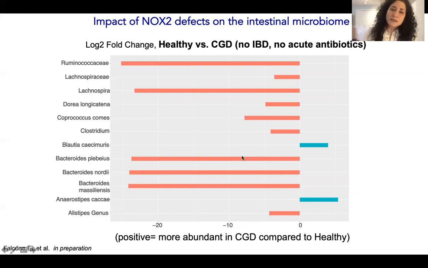But more importantly, rather than enrichment for species, we see that there is a lack of certain microbial taxa in patients with CGD compared to healthy individuals. Some of the most notable ones are the Ruminococcaceae, Lachnospira, and various species of Bacteroides.